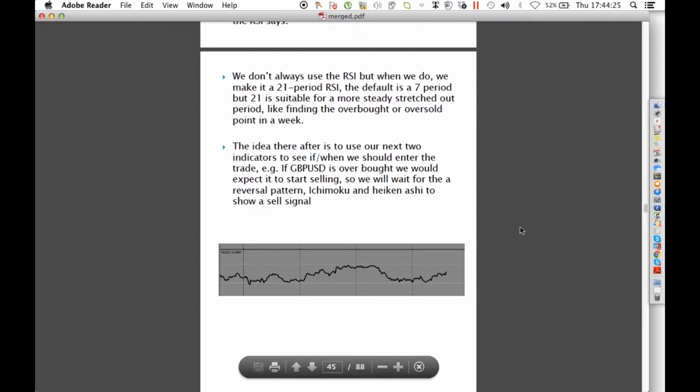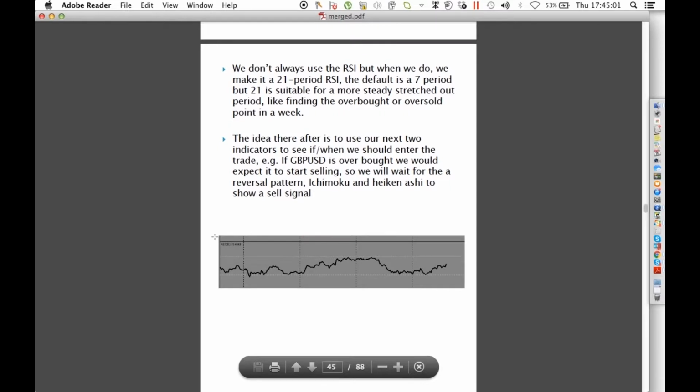So the idea after is to use our next two indicators, which we'll still cover, to see if or when we should enter the trade. Example, if GBP/USD, the Great British Pound and the United States dollar, is overbought, we would expect to start selling. So we will wait for either a reversal pattern, the Ichimoku, and a Heikin Ashi to show a sell signal.